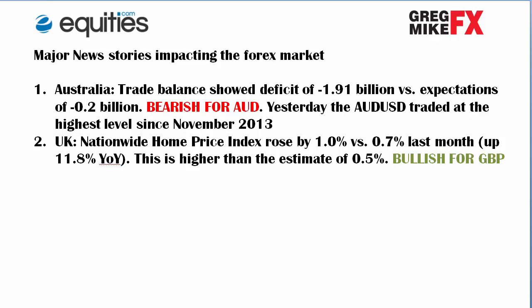In the UK, nationwide home prices rose by 1% in the last month, up 11.8% year on year. This was higher than the estimate of 0.5% and keeps the bullish bias intact for the pound sterling, although it is off its high levels of the day.